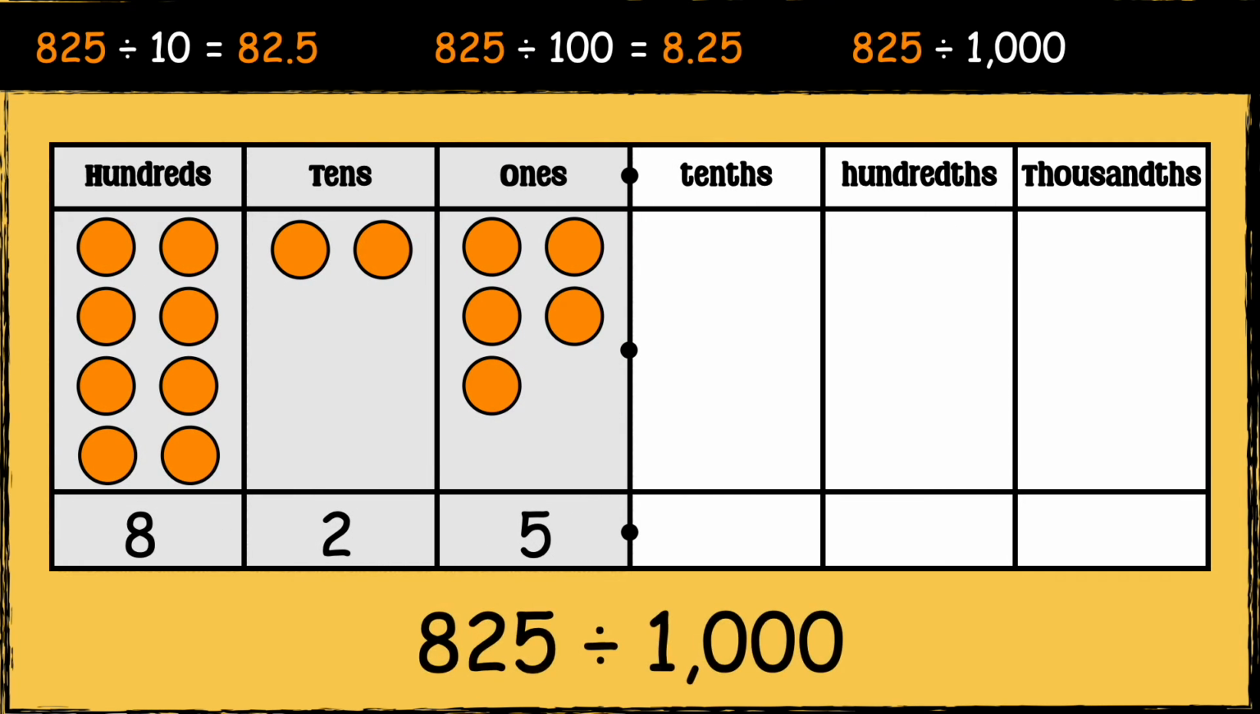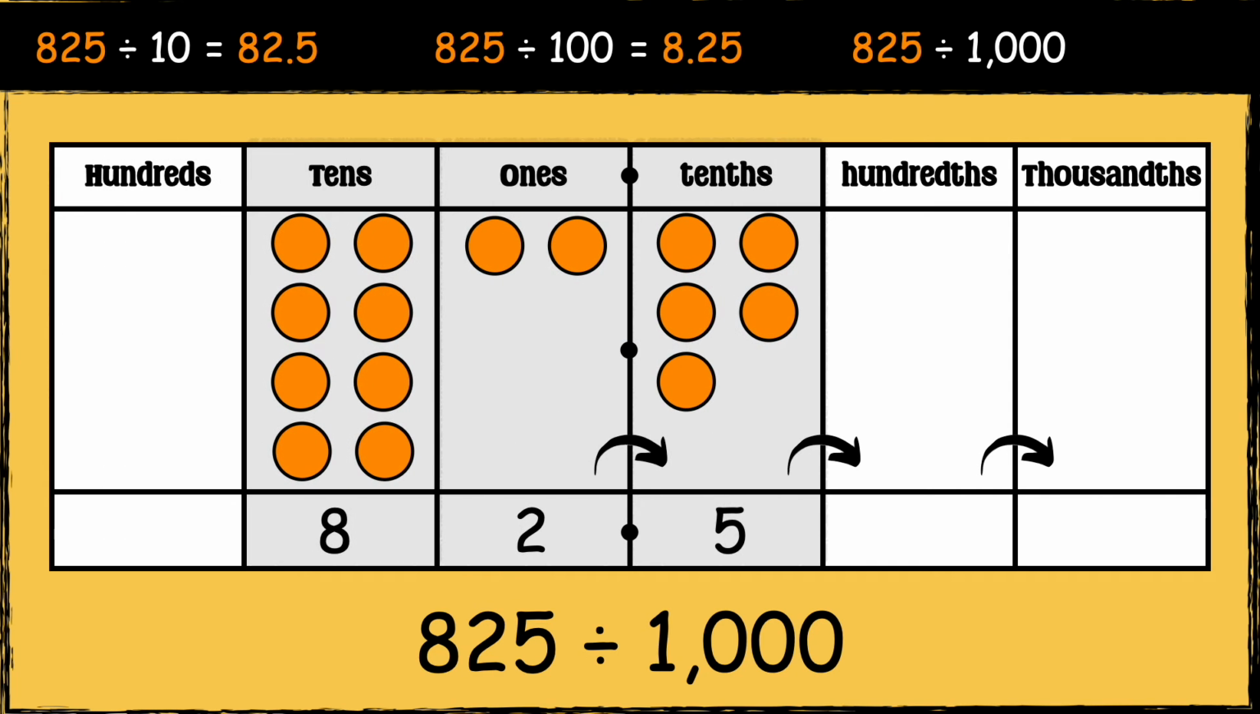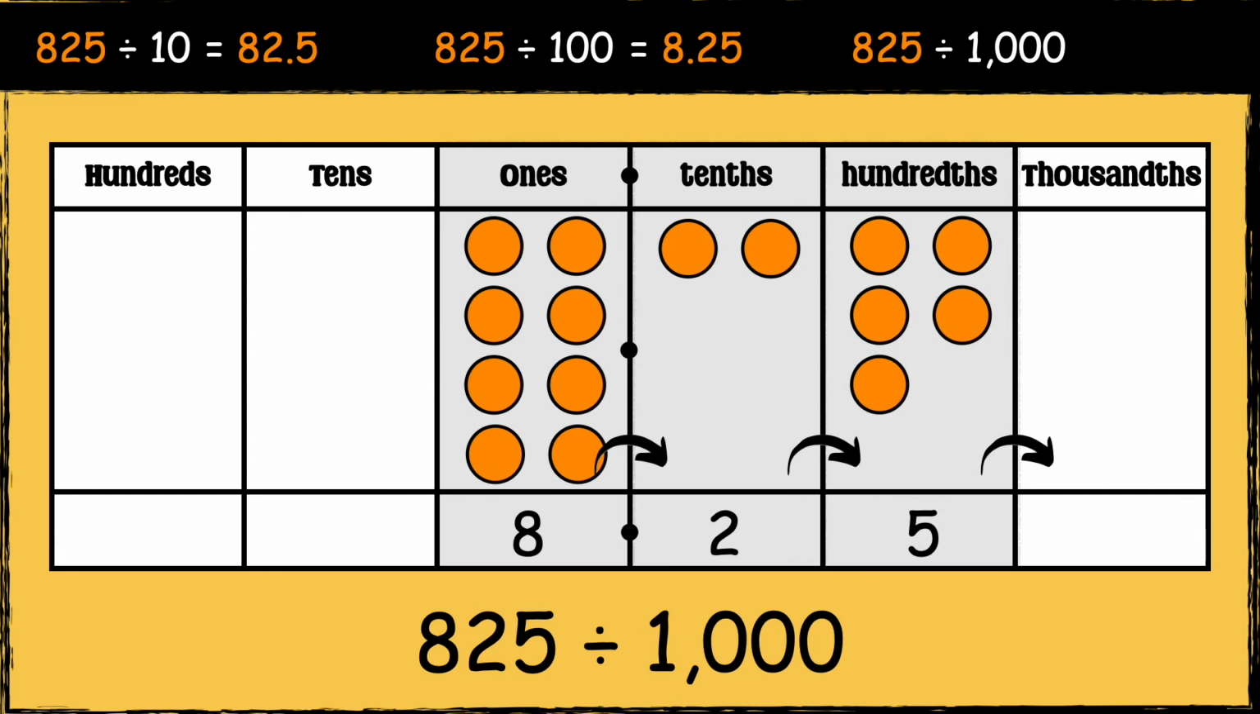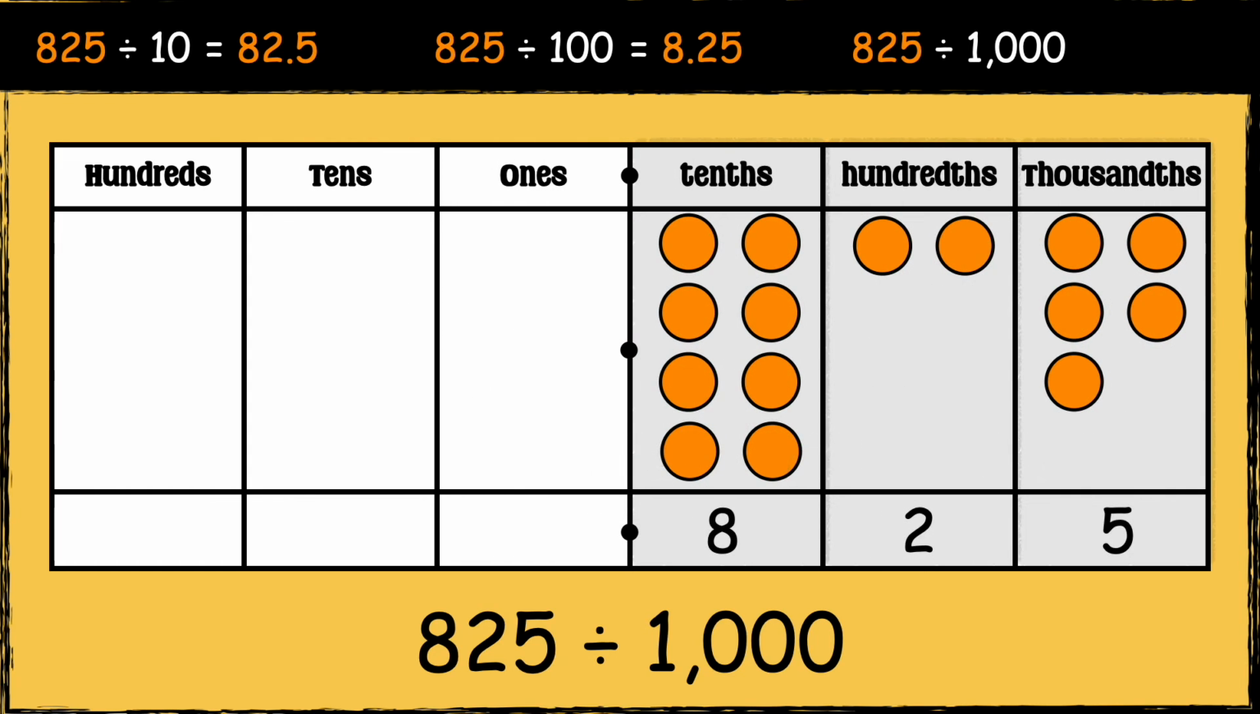Now let's divide 825 by 1000. When we divide numbers by 1000, we move the digits 3 places to the right. So 825 becomes 8 tenths, 2 hundredths and 5 thousandths. We need to use 0 as a placeholder to show that there are no ones. So the answer is 0.825.